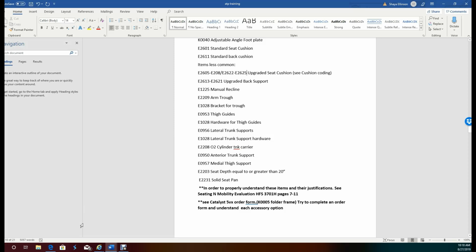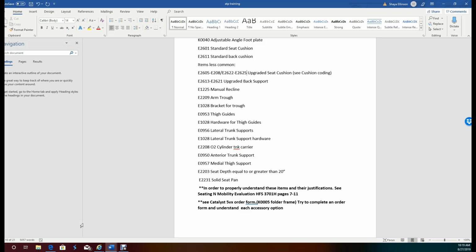E1225 is manual recline. The idea is that the seat can recline backwards. When we talk about recline, we're referring to only the backrest being affected, meaning the seat pan or the seat cushion stays in its position, and then you can recline the back down. The patient now can lay down. That's an extra feature on a wheelchair. It could be on a K5, it could be on a K3, it could be on an E1161 tilt and space.